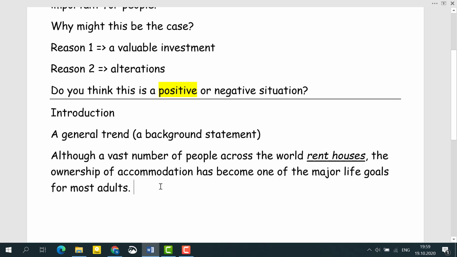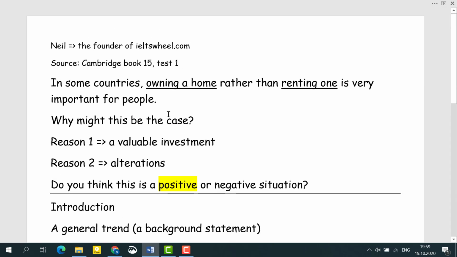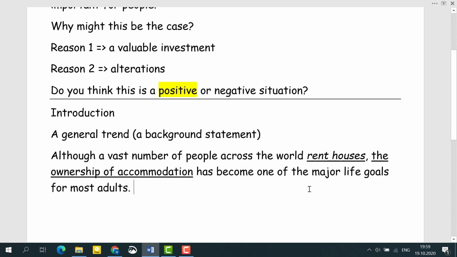And I have mentioned both options, so rent houses and what else, the ownership of accommodation, okay, has become one of the major life goals. Why? Because if they believe that it's important, then I have just paraphrased saying that the ownership of accommodation has become one of the major life goals for most adults. See that? It's a complex sentence which sounds really great and can definitely impress the examiner.